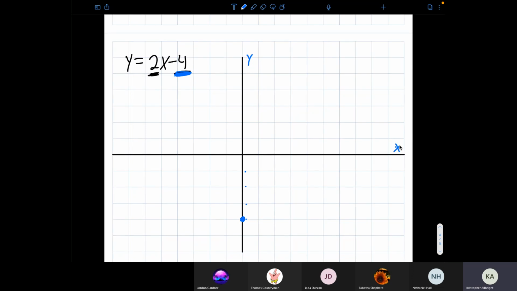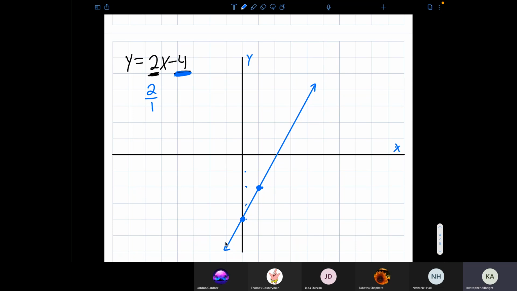So now my slope is 2, or 2 over 1, because when you divide something by 1, it's the same as that number. And we want rise over run. So we are rising 2 and running 1. So this is our next dot. Now we've got a line because we've made 2 dots, and that's all it takes to make a line.